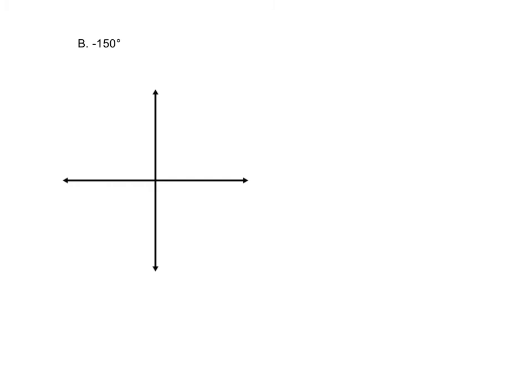Now let's find positive and negative coterminal angles for negative 150 degrees. Sketching negative 150 degrees, our initial side is on the positive x. We are going to go in the clockwise direction. We go to negative 90 and then another negative 60 degrees. So we're going to end up about right there. In the blue we've got negative 150 degrees.